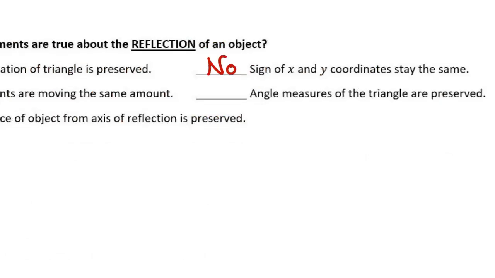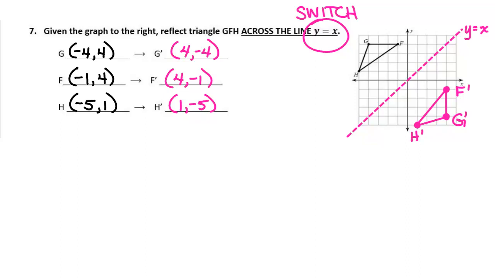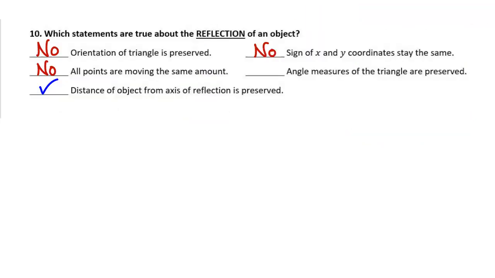Angle measures of the triangle are preserved. Let's go back and look at one. If I were to measure angle G here with a protractor and I would know how many degrees it is, would that be the same as angle G prime? Yes, so that is preserved.